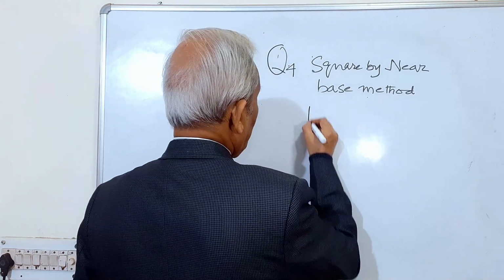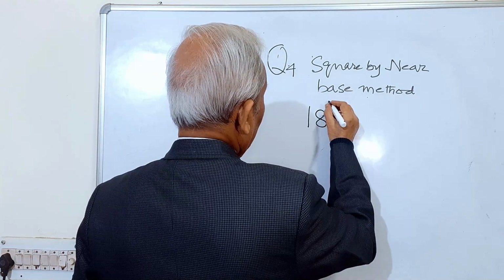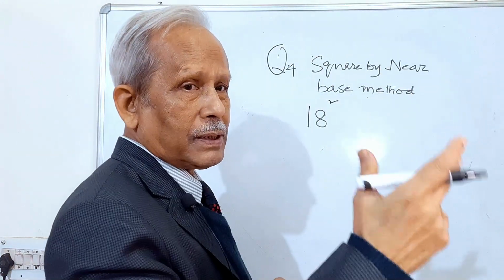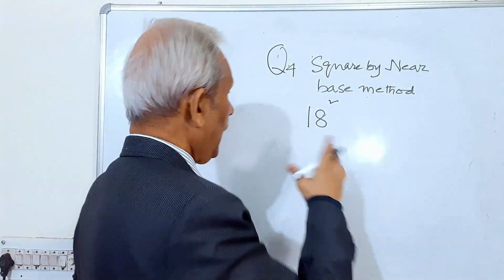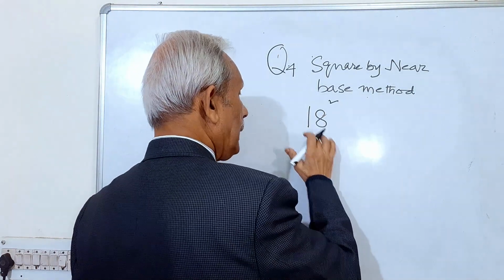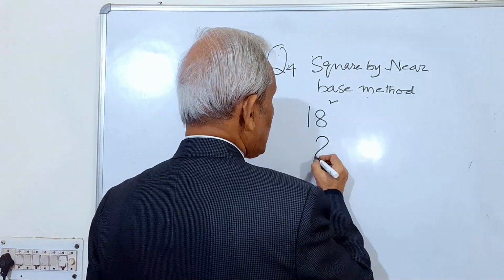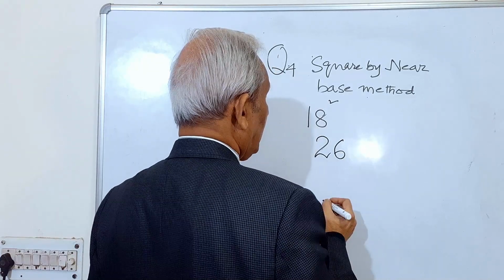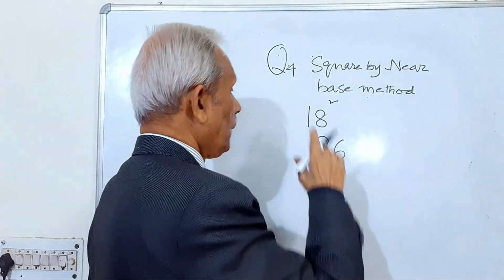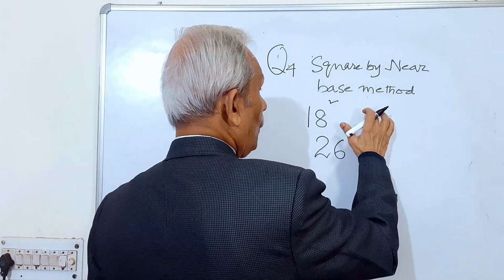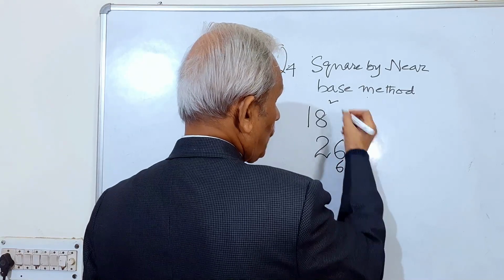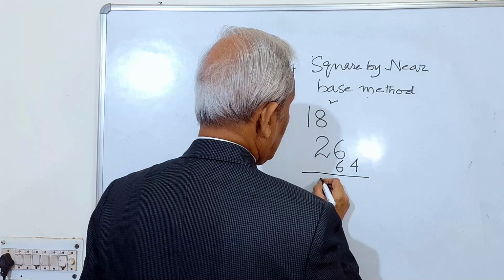18 square. So what you do is, 18 is above base, 10 plus 8, right? So the difference is plus 8. If the difference is plus 8, we'll add it. 18 plus 8 is 26. And 8 square is 64. But in the base there is only 1 zero, so we'll take only one digit here, the 4, and carry 6. The answer is 324.